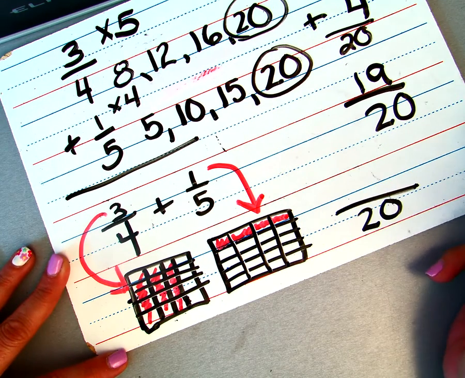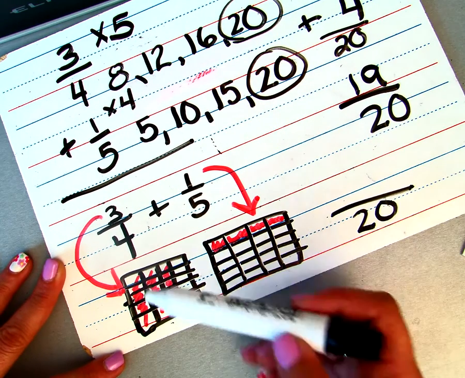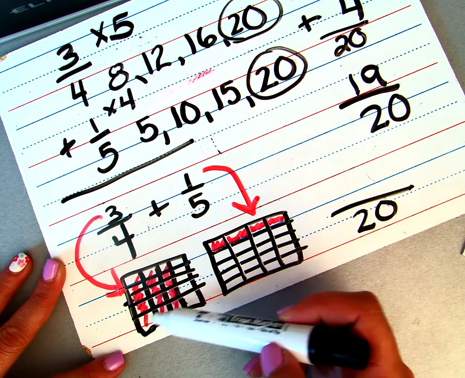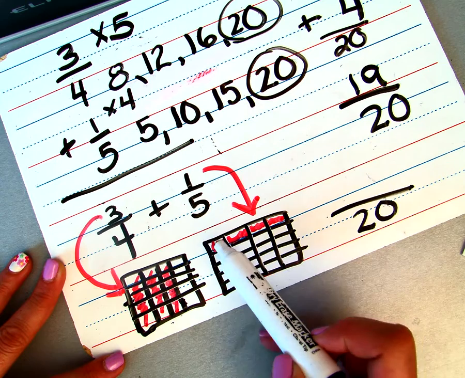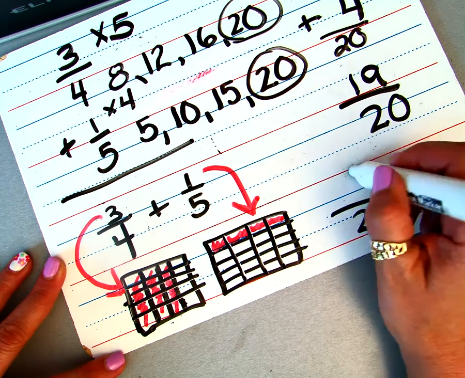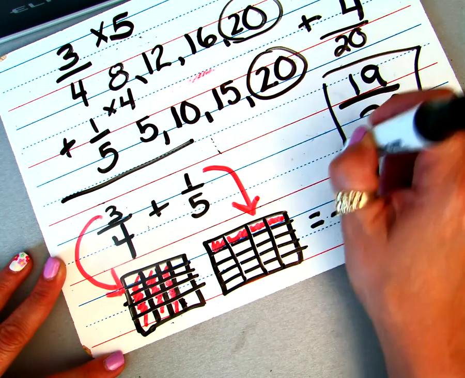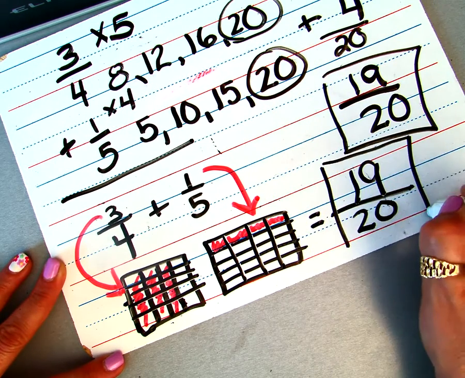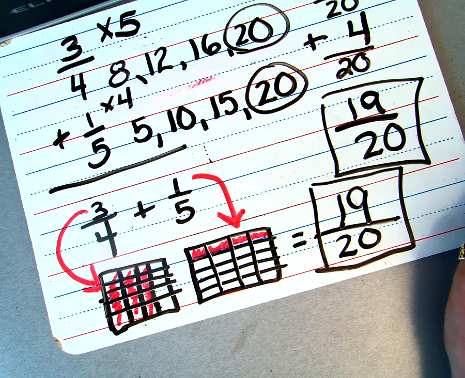How many pieces have I shaded in? If you're guessing 19, you're probably right. 1, 2, 3, 4, 5, 6, 7, 8, 9, 10, 11, 12, 13, 14, 15, 16, 17, 18, 19. Observe, ladies and gentlemen, my answer before using the common denominator and my answer using the rectangular model are the same. You're responsible for your problem set tonight for lesson 3, which would be page 9, 10, and 11.